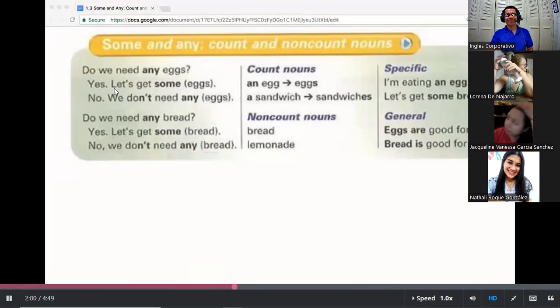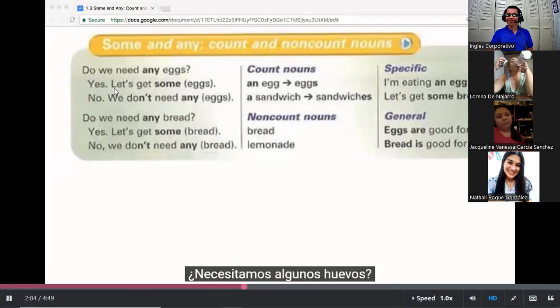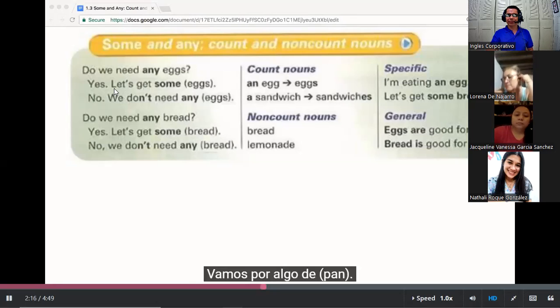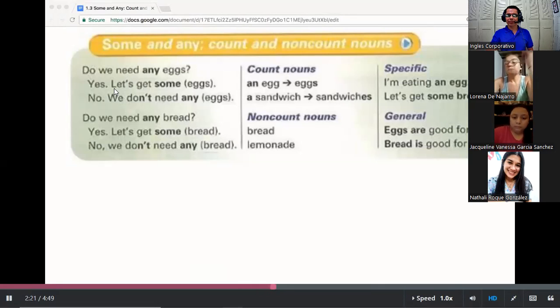Some and any. Count and non-count nouns. Do we need any eggs? Yes, let's get some eggs. No, we don't need any eggs. Do we need any bread? Yes, let's get some bread. No, we don't need any bread. Count nouns. An egg. Eggs. A sandwich. Sandwiches. Non-count nouns. Bread. Lemonade. Specific. I'm eating an egg. Let's get some bread. General. Eggs are good for you. Bread is good for you.